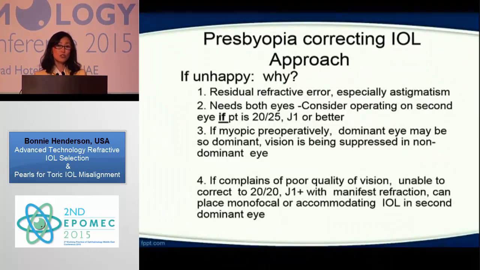The other situation is patients who are myopic preoperatively, around a -3, for example. Because I work on the non-dominant eye first, sometimes their dominant eye, the myopic eye, is still very dominant, and their brain is suppressing the new multifocal vision, and therefore they may not notice that they're actually seeing well out of the multifocal eye. If they have the final category, which is poor quality of vision, those are the most troublesome patients. In those patients, they complain that their vision isn't very sharp. Those are the patients that I won't put in a multifocal in the second eye.